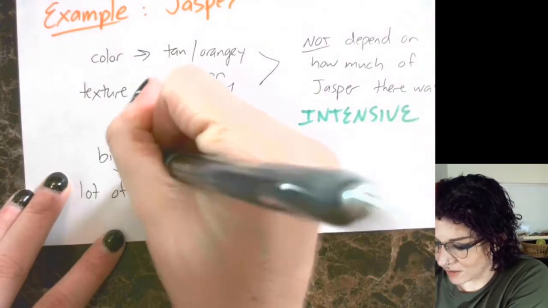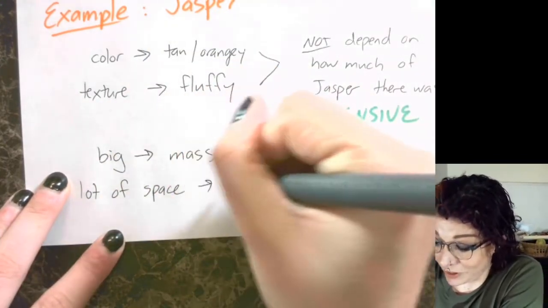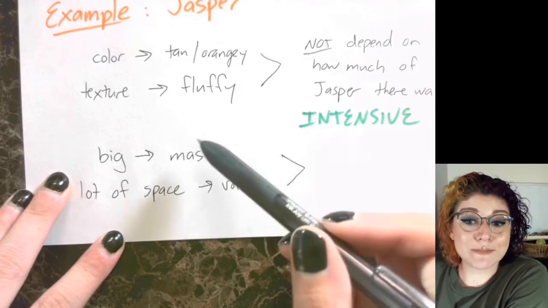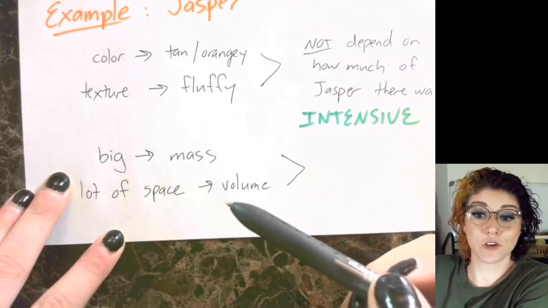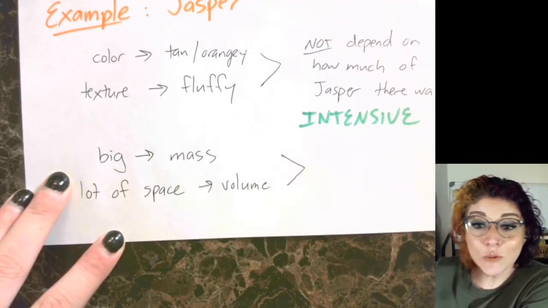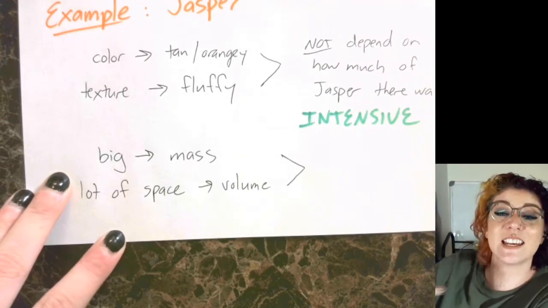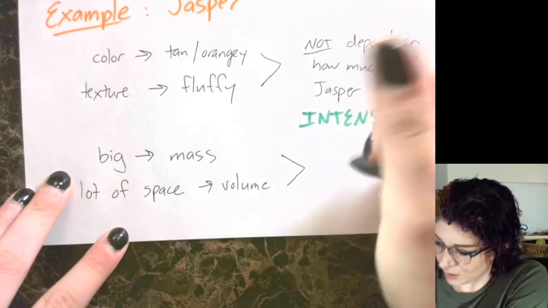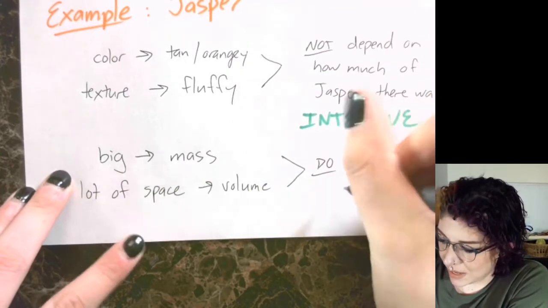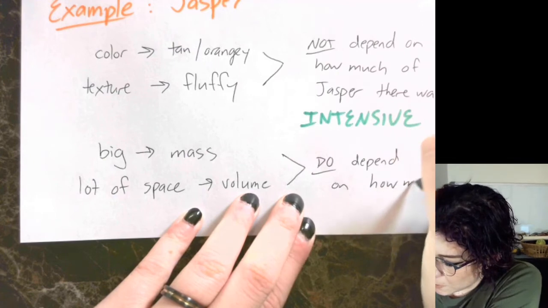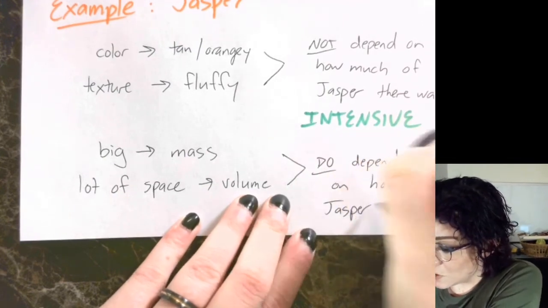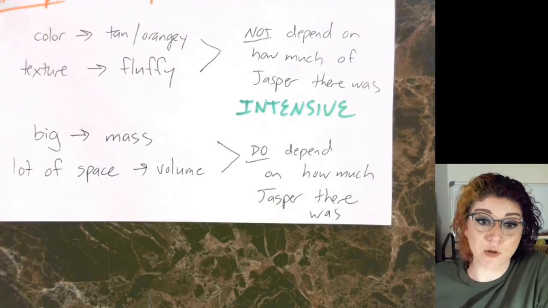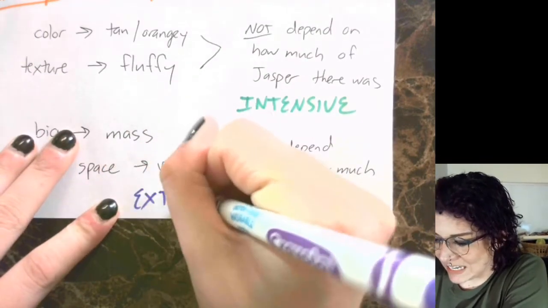What you're describing here is his mass and his volume. However, these two properties, mass and volume, depend on how much stuff of that object you have. If he were even bigger, he would have an even bigger mass and an even bigger volume. If he was smaller, he'd have a smaller mass and a smaller volume. So these do depend on how much Jasper there was. That means that physical properties like mass and volume are extensive.